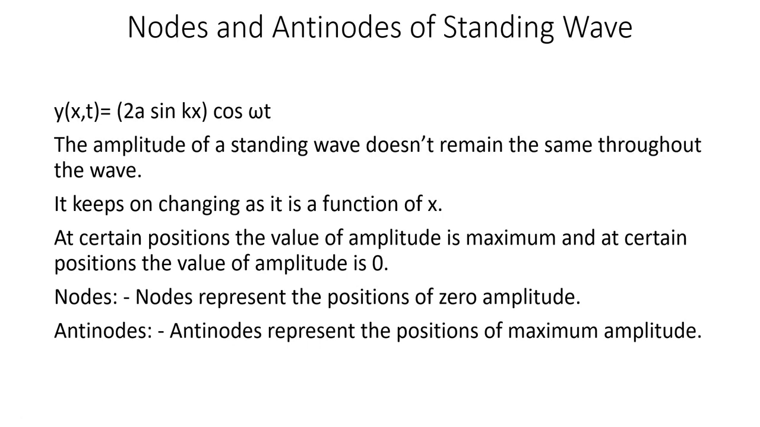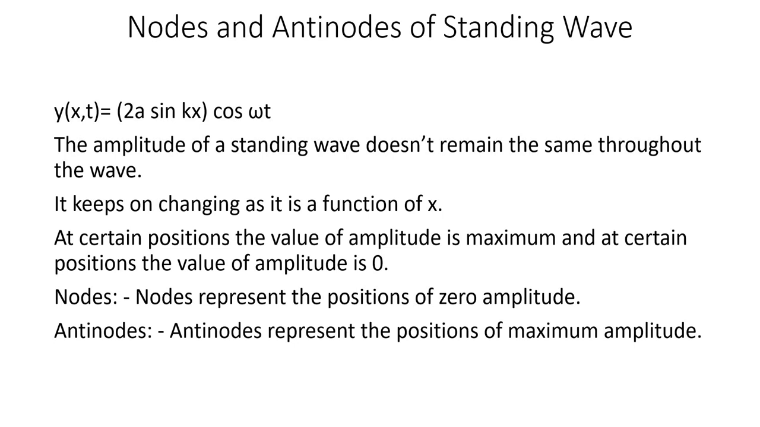So in the case of standing wave, now we are going to discuss what is meant by nodes and antinodes. The expression for standing wave that we already discussed in the last video. Those who have doubt, you can refer to the previous video. The displacement relation of a standing wave is given by y(x,t) = 2a sin kx cos omega t. And already we discussed 2a sin kx stands for the amplitude of the wave. So here you can see that the amplitude of a standing wave does not remain the same throughout the wave, and it keeps on changing as it is a function of x.